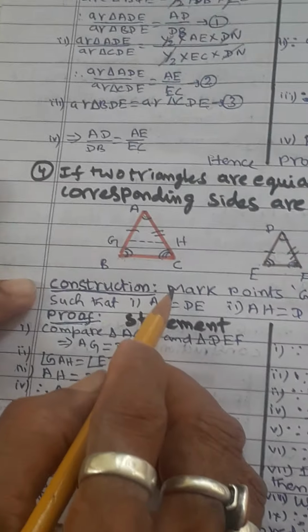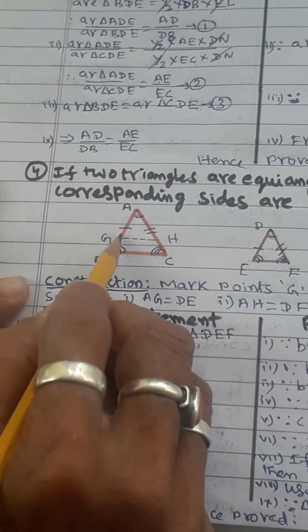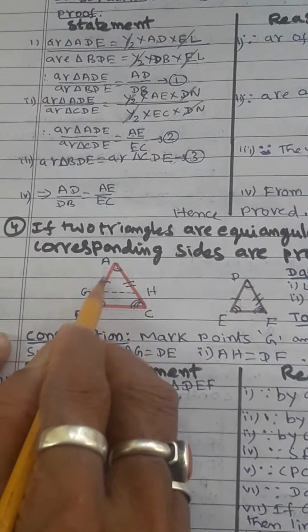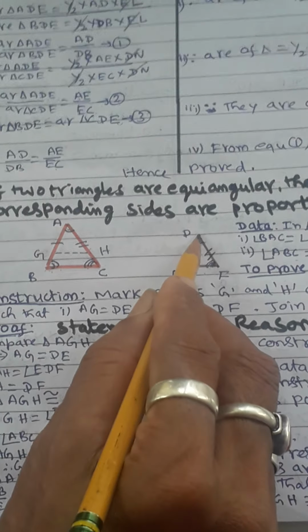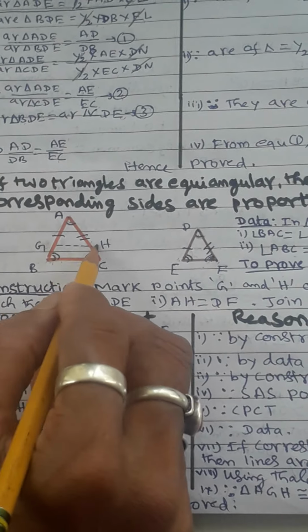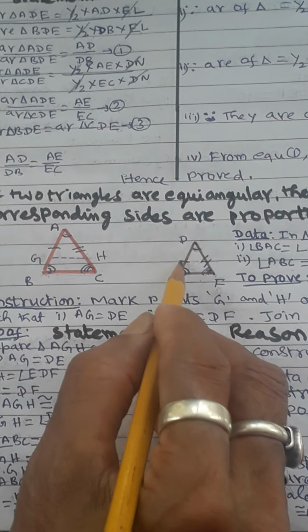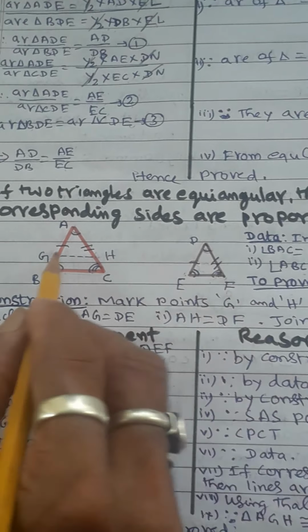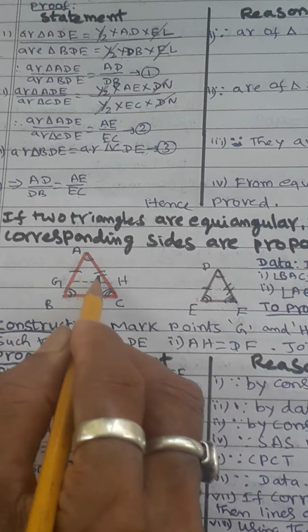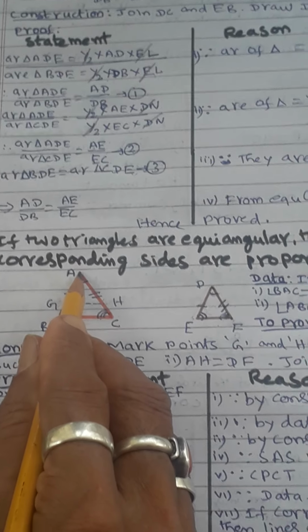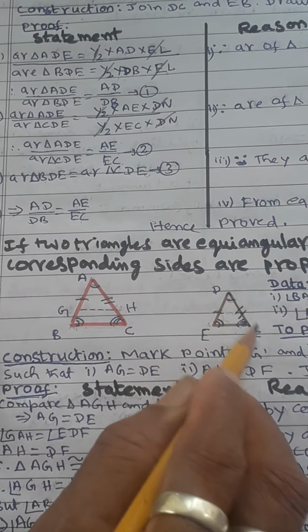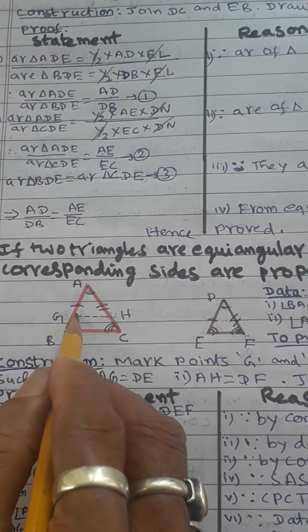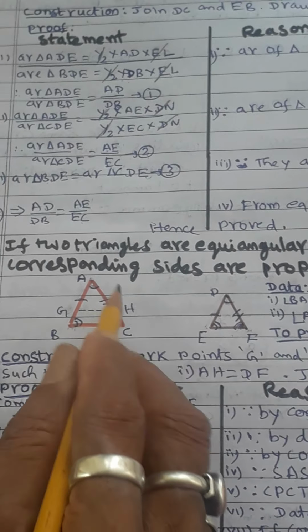Now, the construction. What you have to write: take AG such that AG is equal to DE, and AH equal to DF. Then you join this line. So this side is equal to this; that is why I put a line like this. One line means this side is equal. Two lines I put means the size may vary here. So this size is equal to this size. Accordingly, you construct in this bigger triangle.